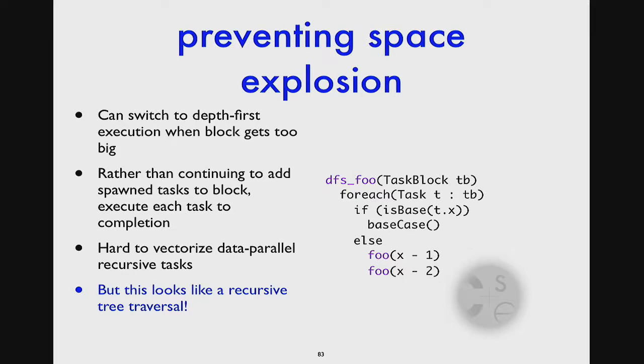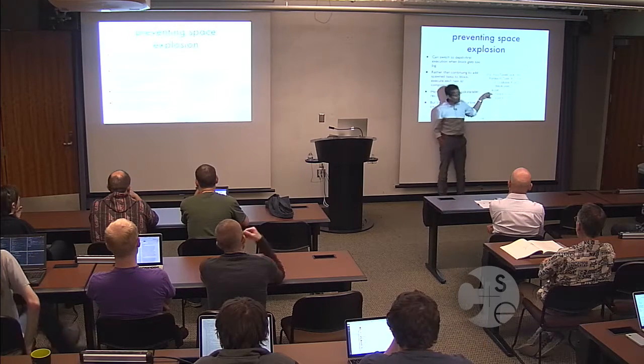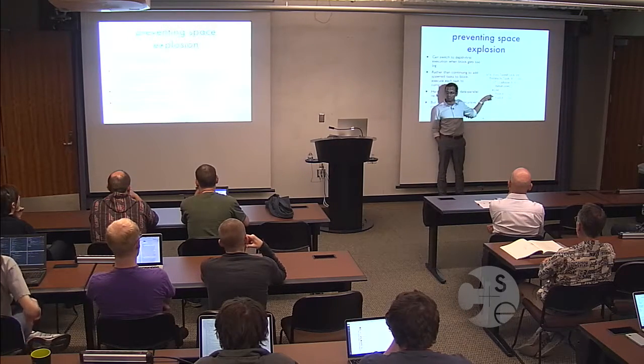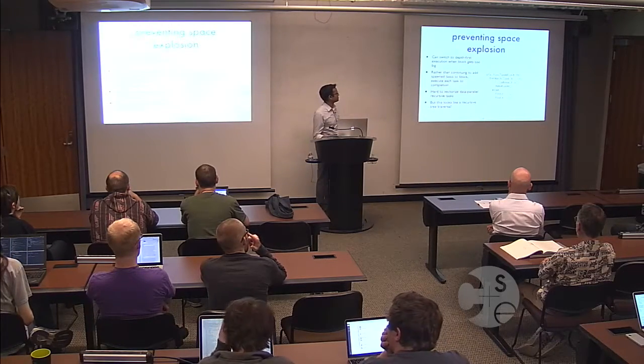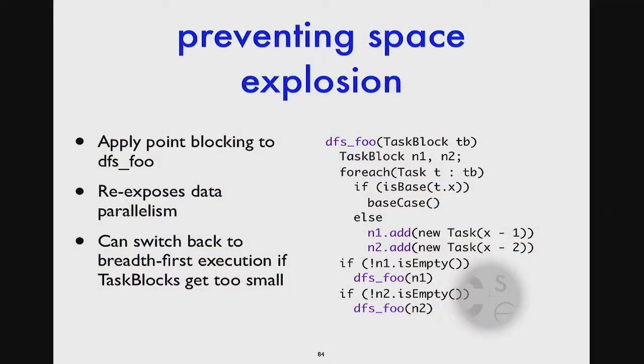But this loop, unlike the previous loop, is really hard to vectorize, because now I'm back to having all this recursion in there. Well, what is this loop? This is a repeated recursive code. So we can actually just apply point blocking to it and get something that looks like this. And our new DFS foo takes that task block, and for each block of tasks applies the base case, and then defers the recursive execution, and then calls the recursive version of the code.